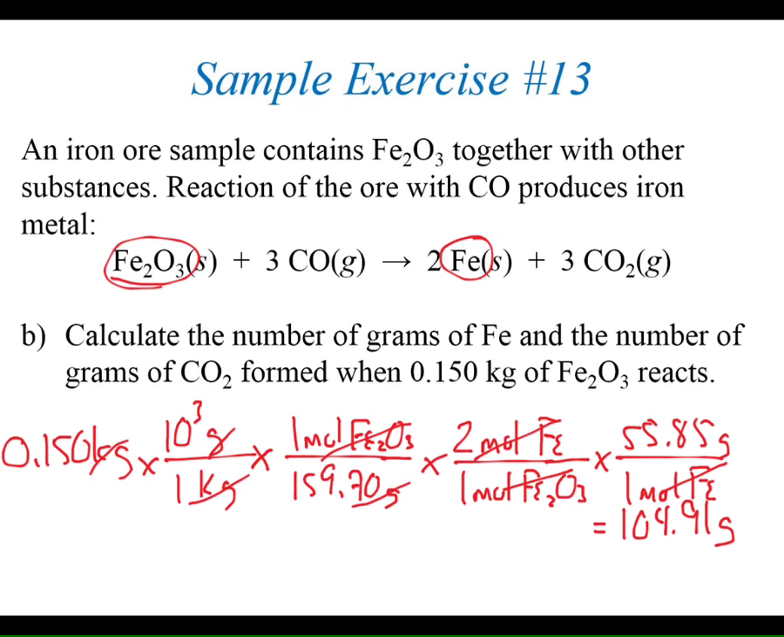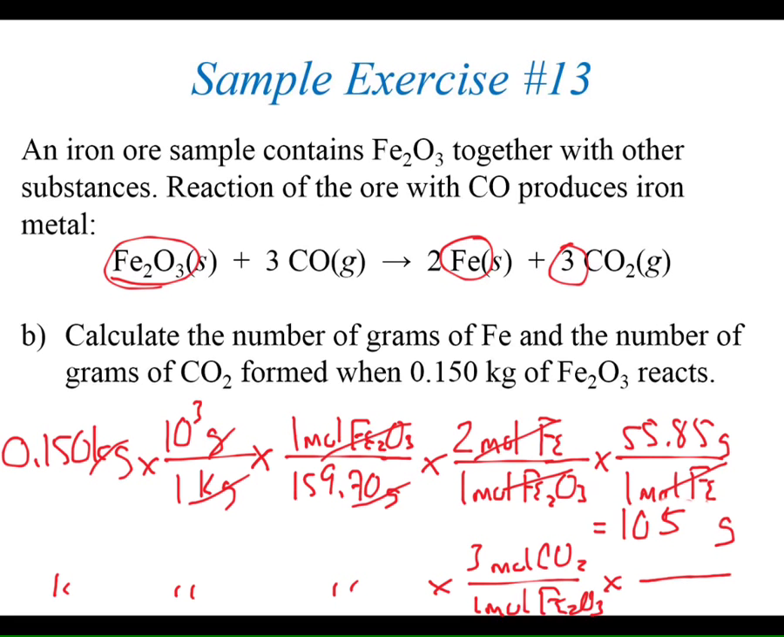How about to find the CO2? Well, this would all be the same. It would only change right here. Now I would relate Fe2O3 to 3 moles of CO2. Isn't it 104.9? Oh, wait, it's 3 sig figs. You're absolutely right. 105. So now it's CO2, same thing, but the molar mass of CO2, 32 and 12, 44.01 grams per mole of CO2, then whatever that gives.